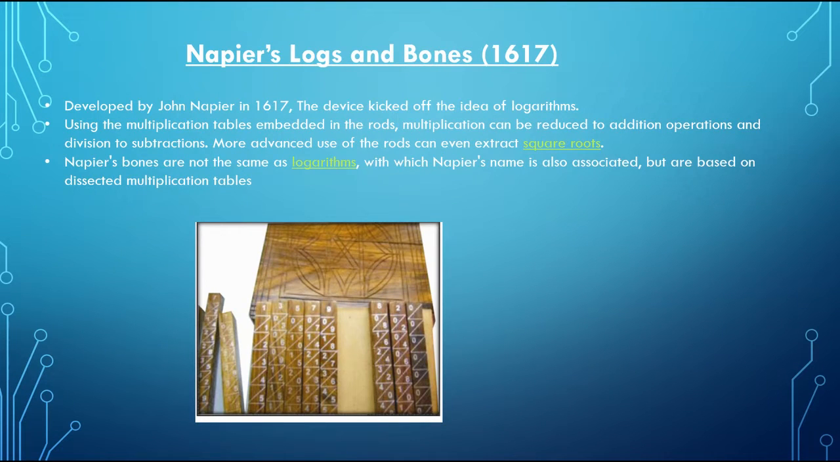Napier's Locks and Bones, which was developed by John Napier in 1617, kicked off the idea of logarithms. Now, this device had multiplication tables embedded into the rods, and multiplication could be reduced to repeated addition and division to repeated subtraction. The even more advanced use of locks and bones could even extract square roots. Now, it is important to note that this was the device that kicked off the idea of logarithms, but the bones were not exactly the same as logarithms. Let's move on to the next one.